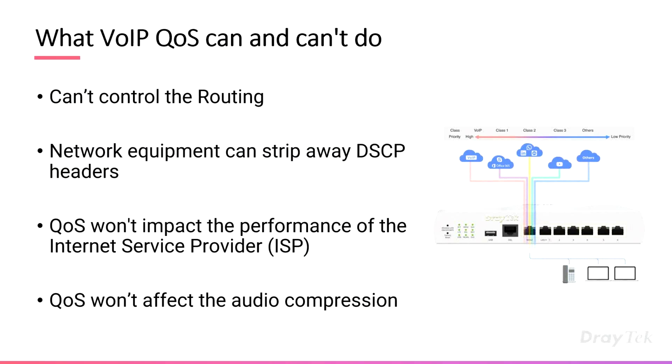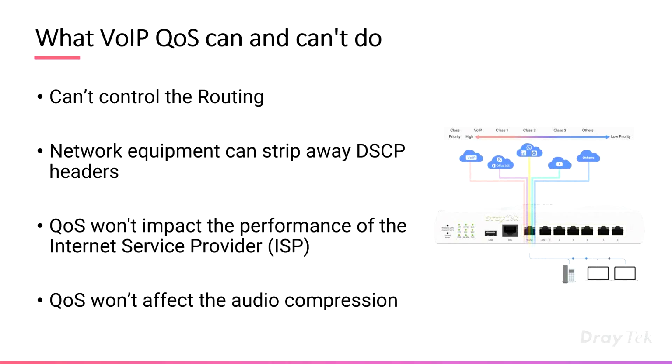In here, voice packets pass through many different network gateways and routers. Each hop along the way will affect the quality of service of your calls. In some cases, intermediary network equipment can strip away the DSCP headers, and therefore we'll discuss this in the upcoming slides.